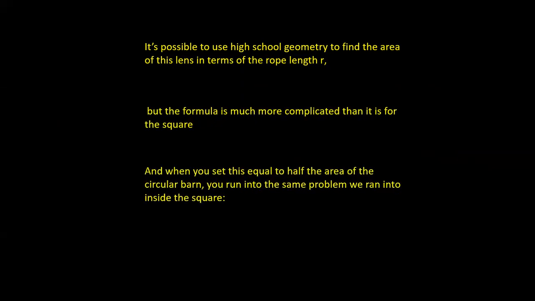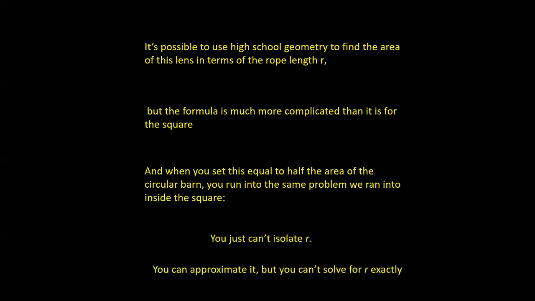It is possible to use high school geometry to find the area of this lens in terms of the rope length r, but the formula is much more complicated than it is for the square. And when you set this equal to half the area of the circular barn, you run into the same problem we ran into with the square. You just can't isolate r. You can approximate it, but you can't solve for r exactly.